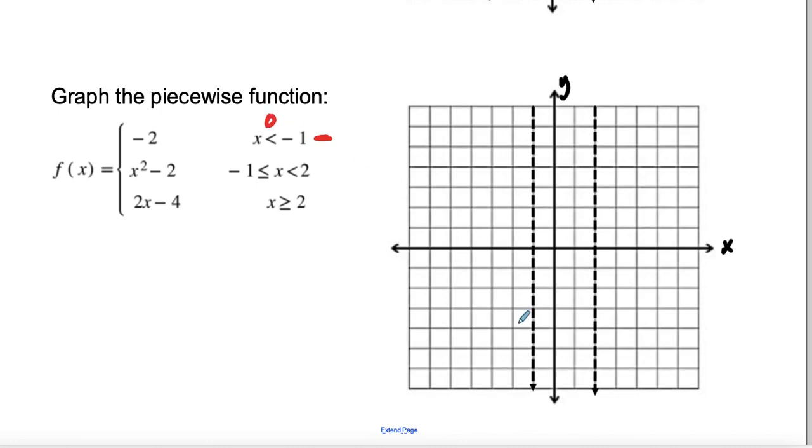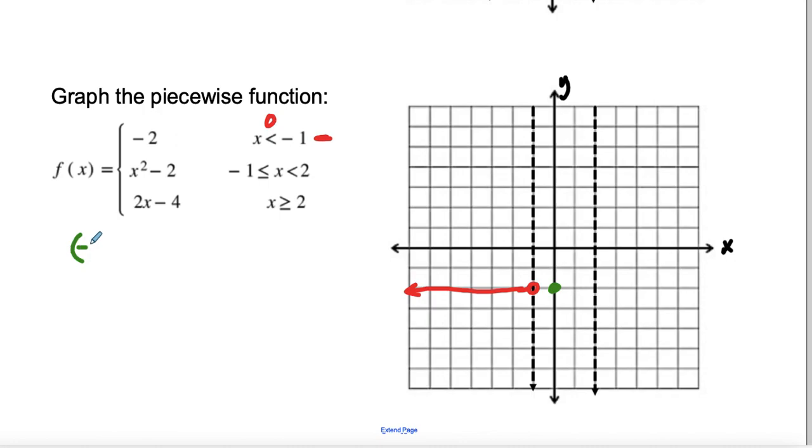We're going to put an open hole at the dividing line when x is negative 1. And our y value is negative 2, and we just have a horizontal line going this direction. So that part is done. Next, notice we have x squared minus 2. Well, that's just a parabola, and it's going to also have a y-intercept of negative 2. So as I go through here, if I was to input 0, I would get negative 2.